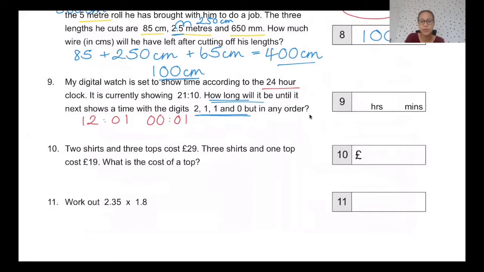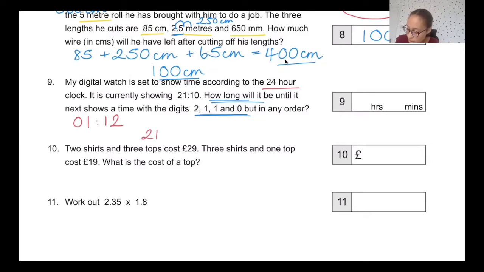And yet, a few of you have got the time for me now. The earliest time, the next time that it would use those numbers, would be 01:12. So you now need to figure out how long it is until that time.